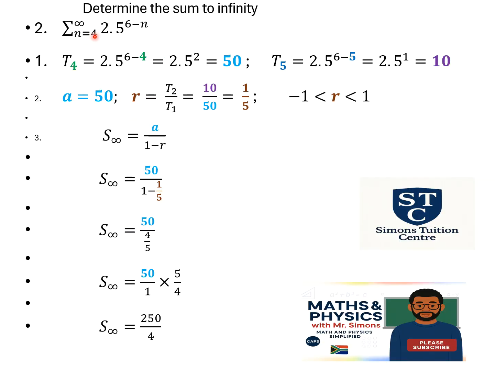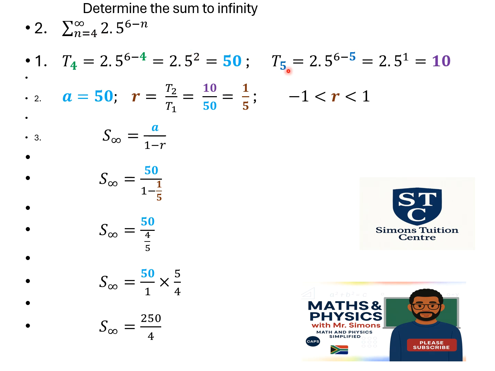Problem number 2, they say determine the sum to infinity given n equal to 4 to infinity, 2 times 5 to the power 6 minus n. So yeah, my first term actually starts at n equal to 4. So if I put 4 in, that n there becomes 4. 6 minus 4 would give me 2. 5 to the power 2 is 25, times 2 gives me 50.